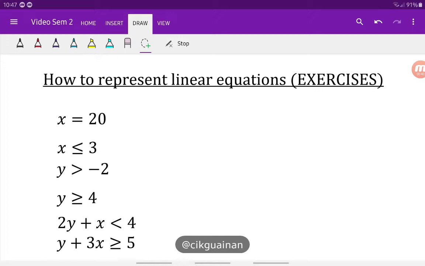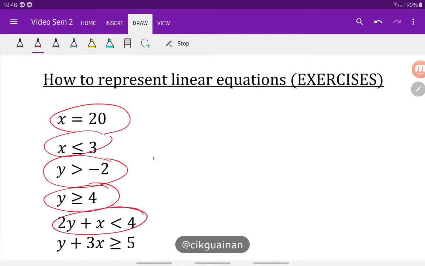Now what I want you to do is to prepare a piece of paper, or even better, find a graph paper, okay? And then you represent all these, how many? 1, 2, 3, 4, 5, 6 inequalities, and represent them on your paper. You take some time and pause the video. Sorry, you pause this video first and then do all these 6 equations and inequalities on your paper first, okay?